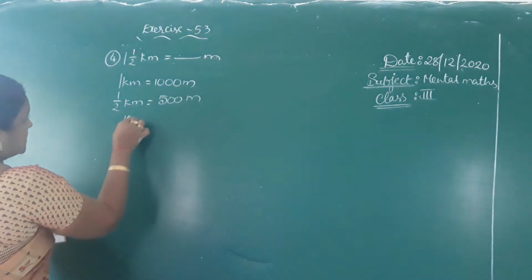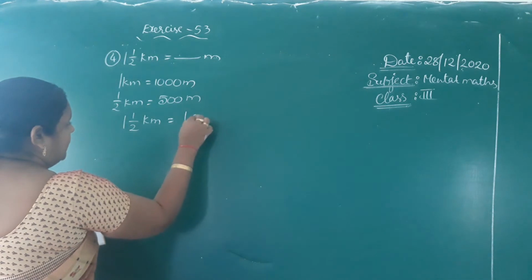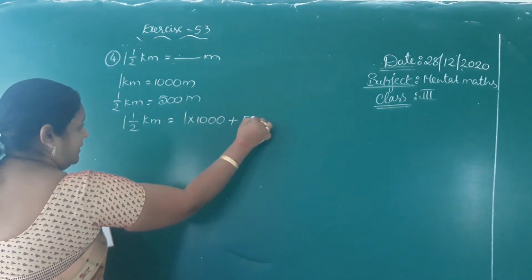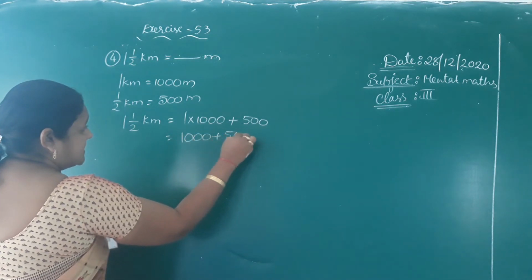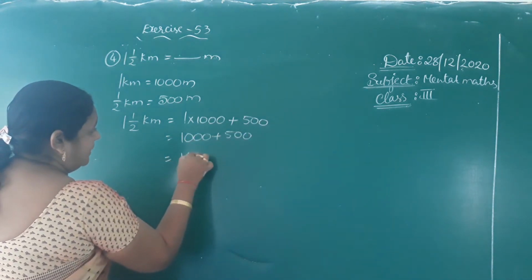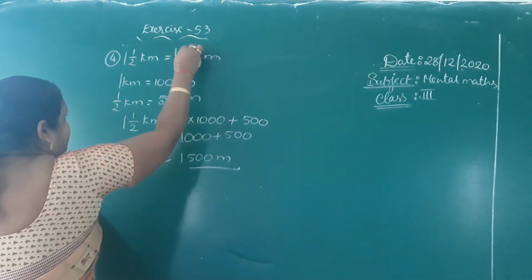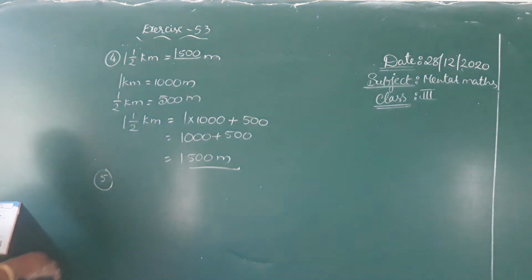Here they are asking us to find 1.5 kilometers. That means 1 into 1000 plus half kilometer, which is 500. So 1 into 1000, 1000 plus 500. It's nothing but 1500 meters, not kilometers. 1500 meters. See the fifth one, children.